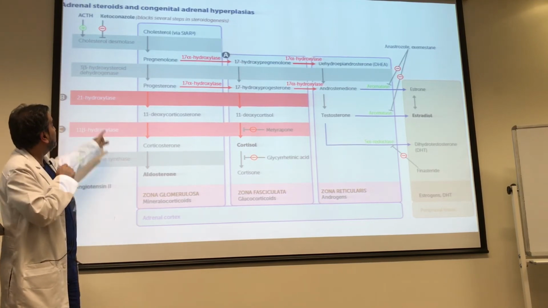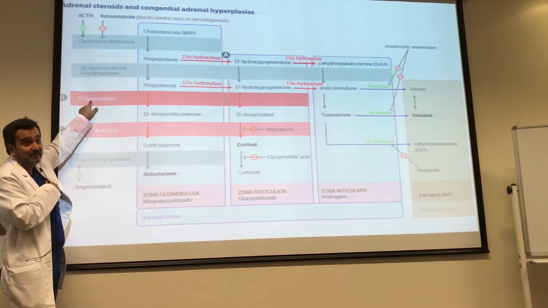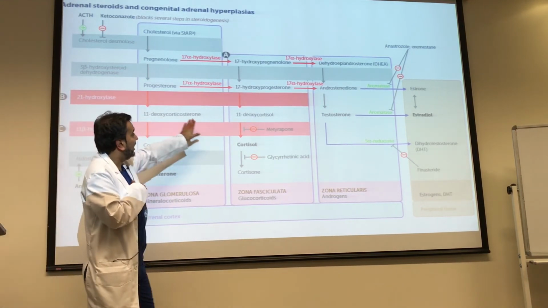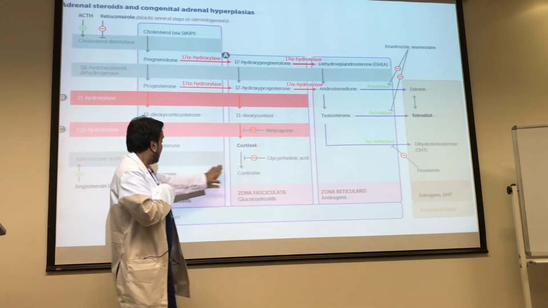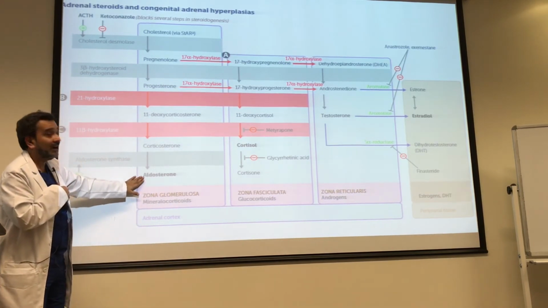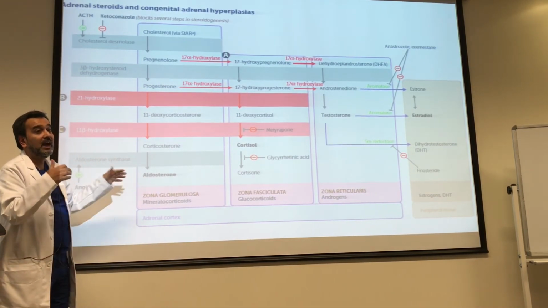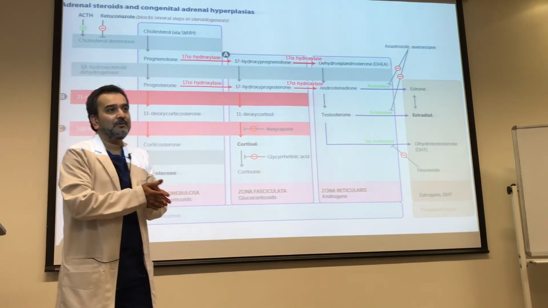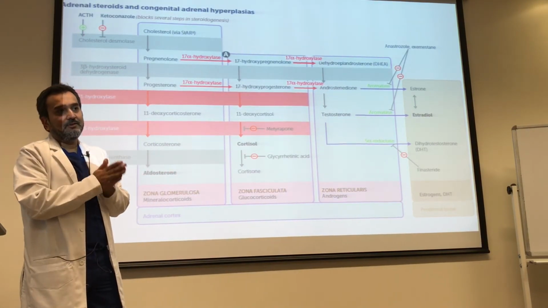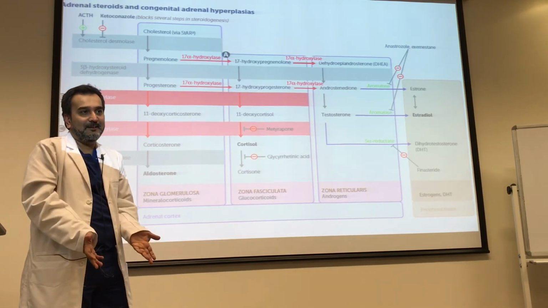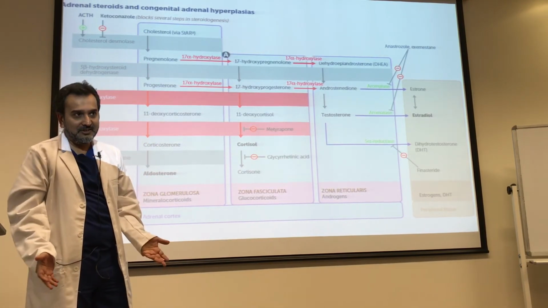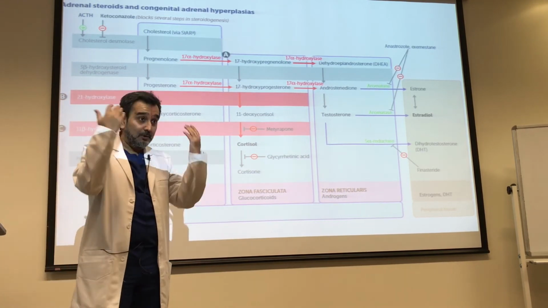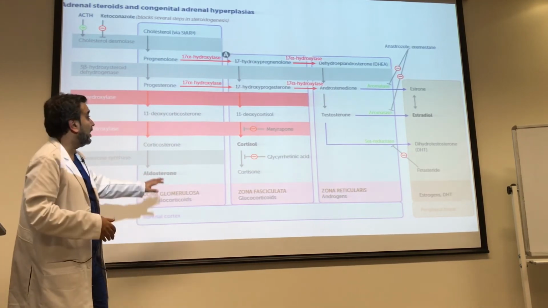Imagine if you have deficiency of 21 beta hydroxylase. So you are not producing either cortisol or aldosterone. So you would have deficiency of glucocorticoids and deficiency of mineralocorticoids. So you would have hypoglycemia, hypotension, hyperkalemia, hyponatremia. So all those things are going to happen.